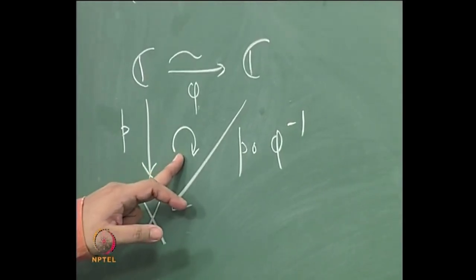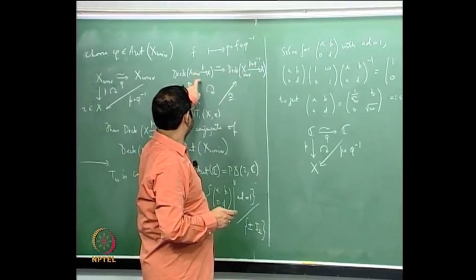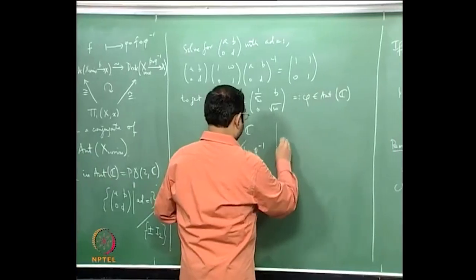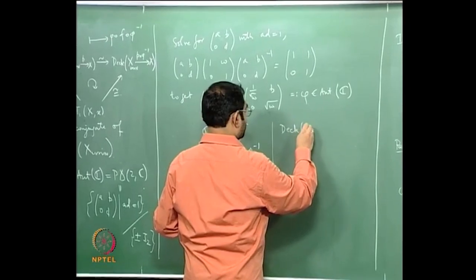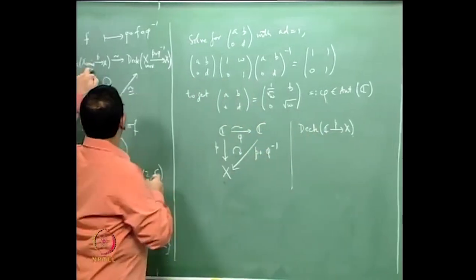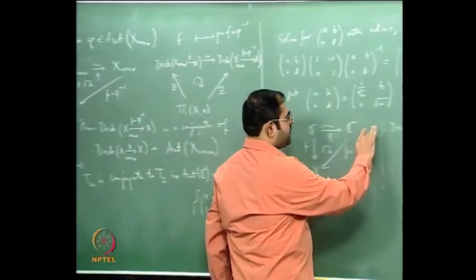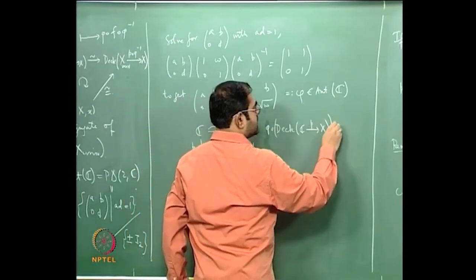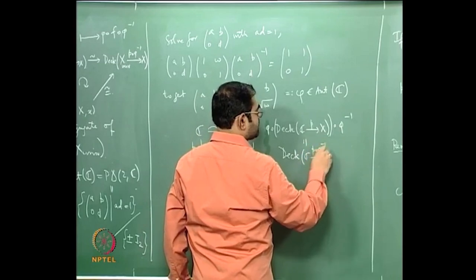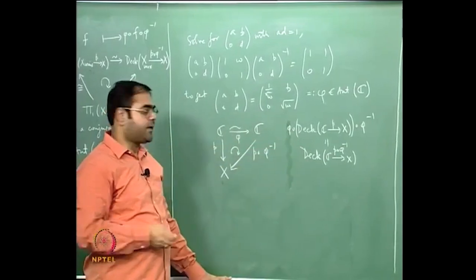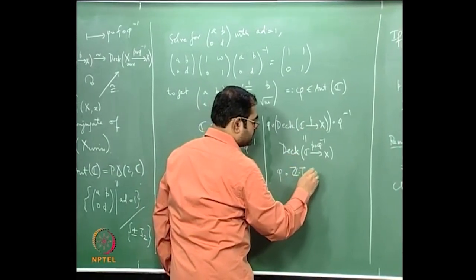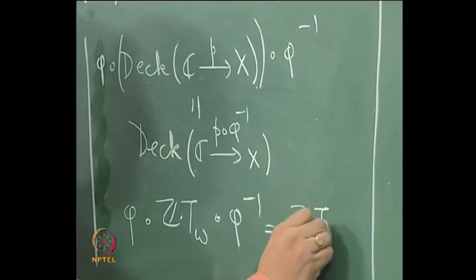Now the moment this diagram commutes, you are going to have an identification of a deck transformation group with the deck transformation group of this, and that will tell you that the deck transformation group of C P X is this group, conjugated by phi. So I will write it as phi circle Deck circle phi inverse is actually the deck transformation group of C to X, this is P circle phi inverse. In other words, phi conjugating z dot t omega is just z dot t sub 1.